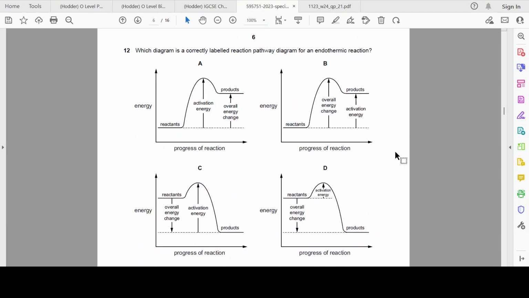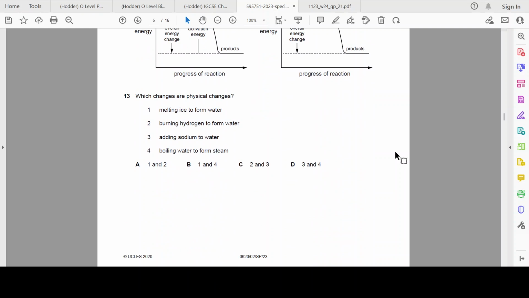Oh, we missed one. Question 13. Which changes are physical changes? 1 and 4. Second, B? Yes. Good.